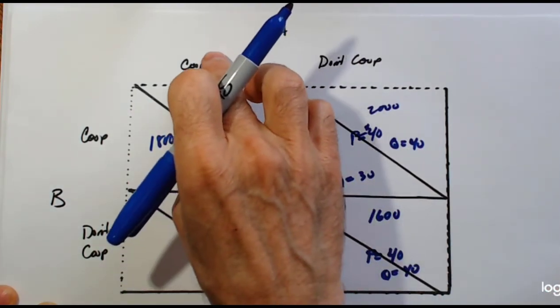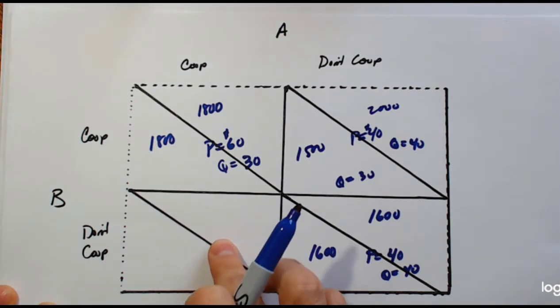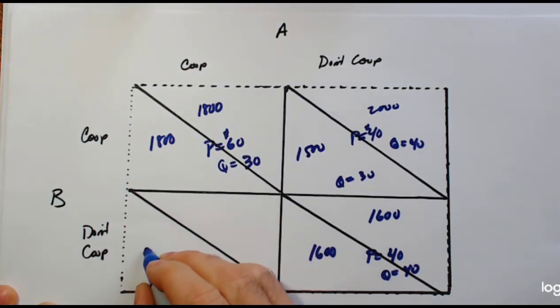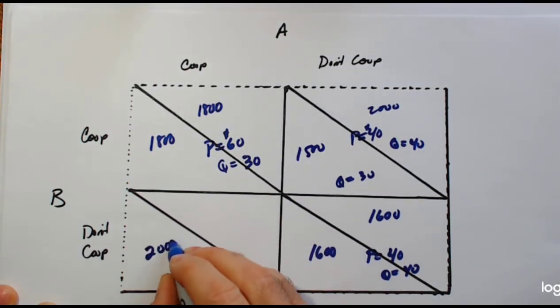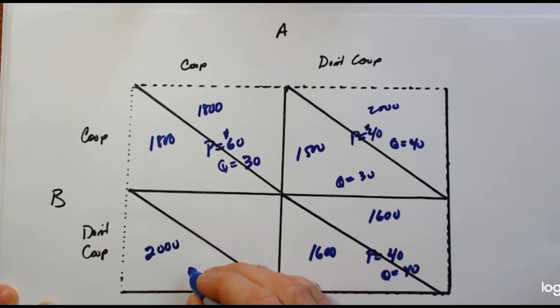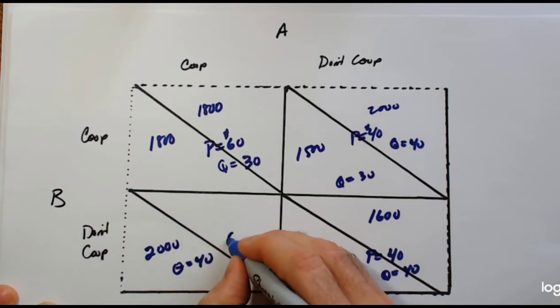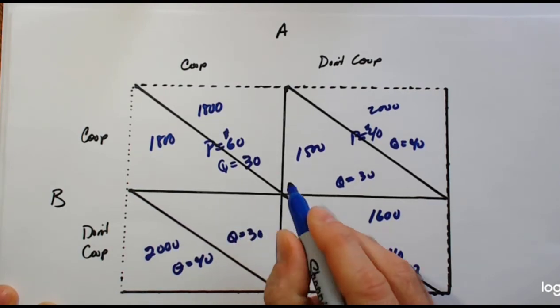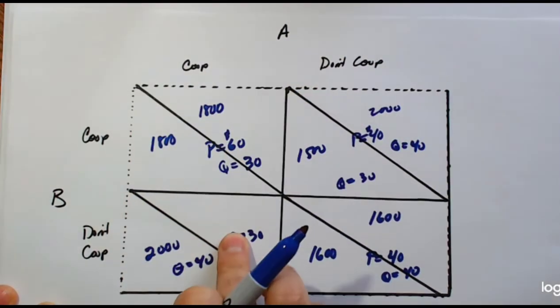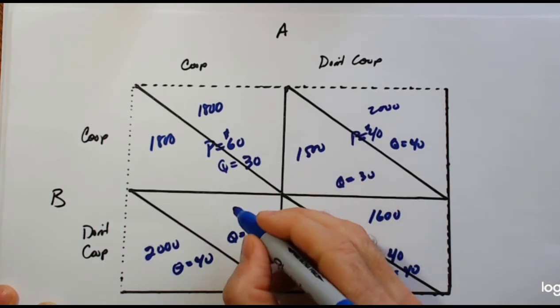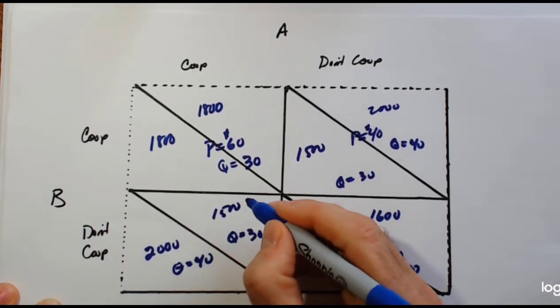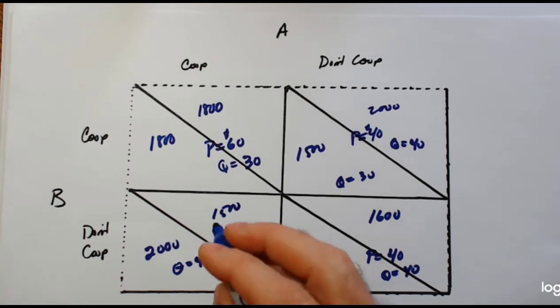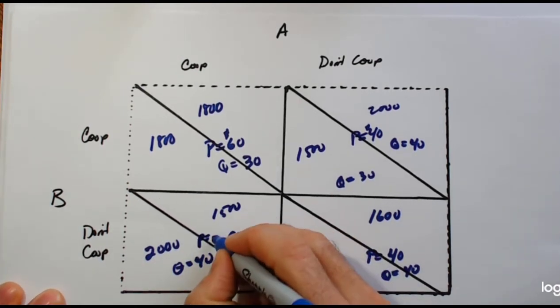Now, what happens if A cooperates and B cheats? Then B is going to get $2,000 with a quantity equal to 40. And here the quantity will be, because A is cooperating, they're going to keep the quantity of 30. The profits are going to be $1,500. P equal to 40 here.